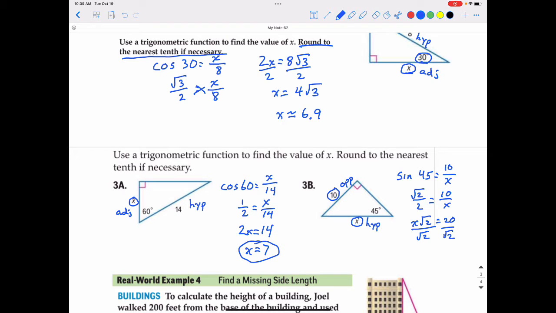But since I can round to the nearest tenth, I'll just go to a calculator and take 20 divided by the square root of 2. And round it to the nearest tenth, we get about 14.1. So x is approximately equal to 14.1.